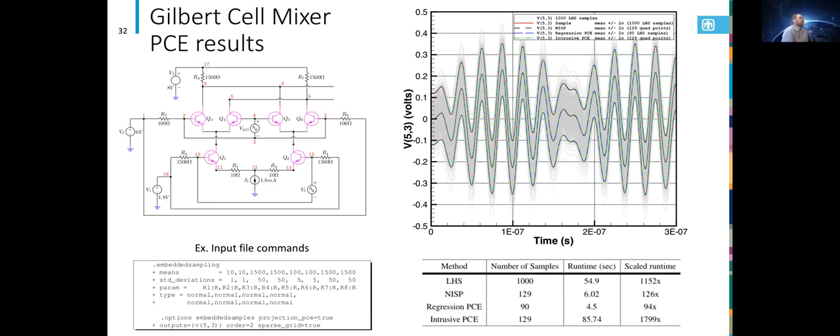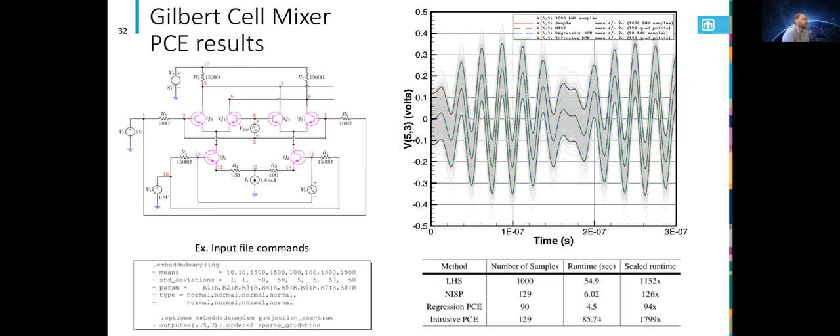I had read somewhere that to get good results on a regression method, you should oversample by the number of terms you have. In this case, it's order 2, and so the number of terms in the expansion was 45 with these 8 parameters. So because it was 45, I chose to use 90 sample points for the regression PCE method.